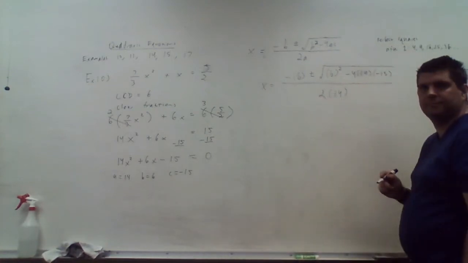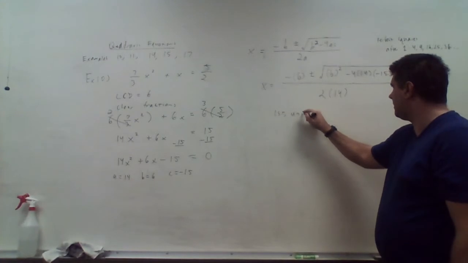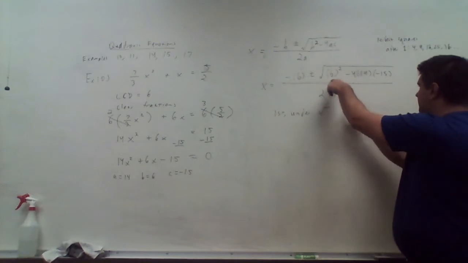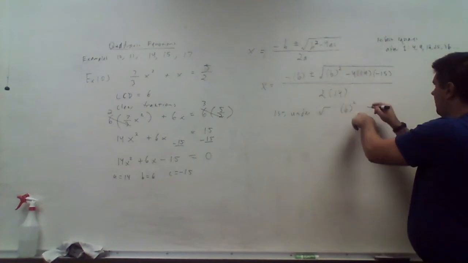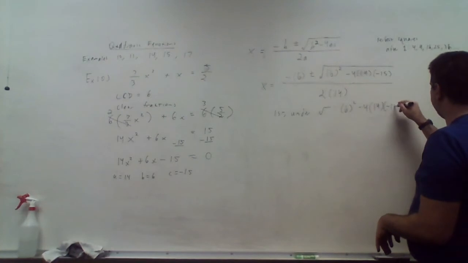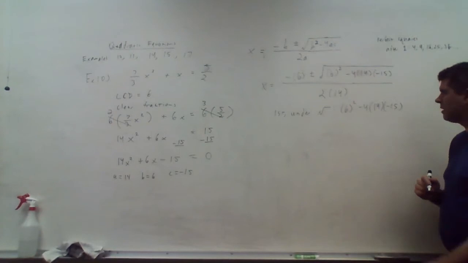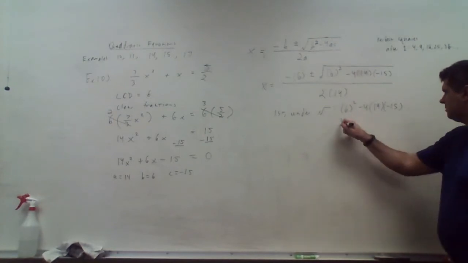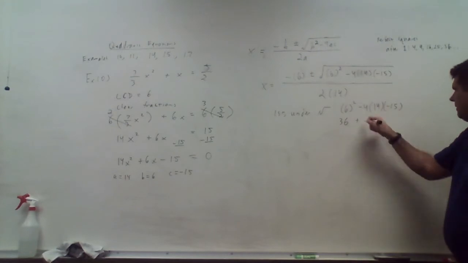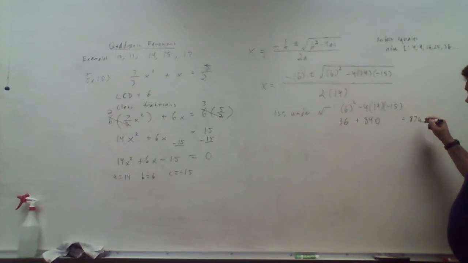Okay. The first thing we do is we calculate under the radical. So that will be 6 squared minus the 4 times 14 times the negative 15. That's 36. There's actually 2 minuses involved with this, so you'll be adding. That's 840. Altogether, this is 876.